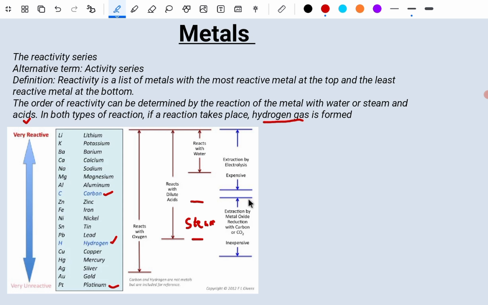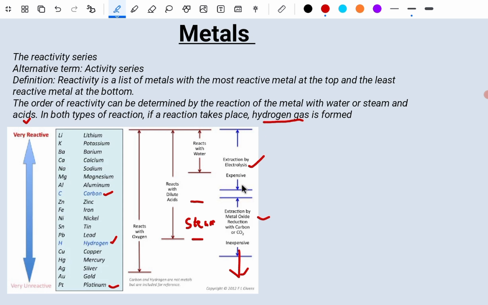Now the method of extraction also depends on the reactivity series. For example, the metals all the way up to aluminium here, you can extract them from the earth's crust using a process called electrolysis. And then after carbon, going down, those metals you extract through reduction. We'll come to that. And these, you find that they are usually found in pure state underground. We're going to come to that.